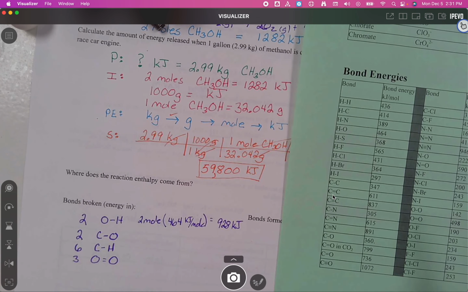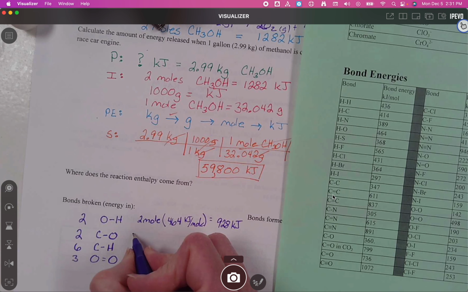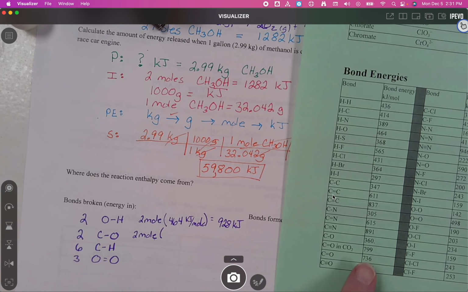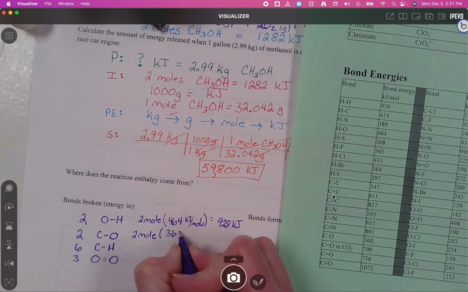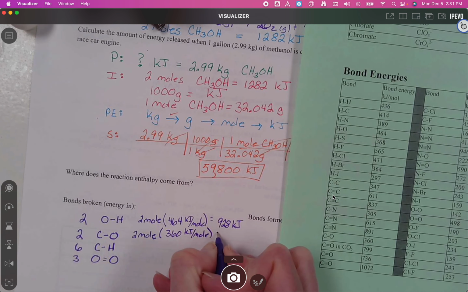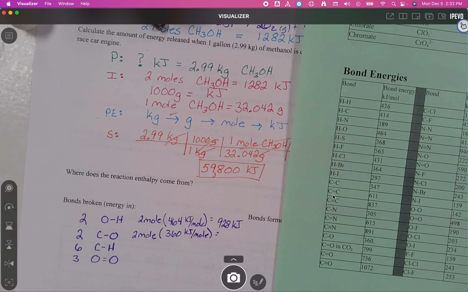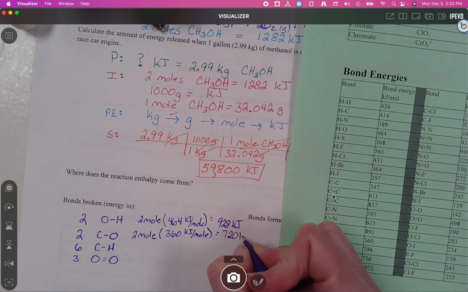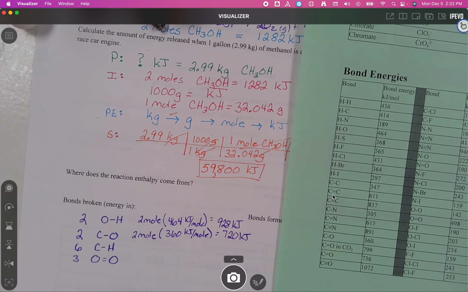So we have to go back to our chart and find carbon-oxygen. Okay, right there, carbon to oxygen single bond, 360. So 2 moles of carbon-oxygen single bond, 720 kilojoules to remove the heads.